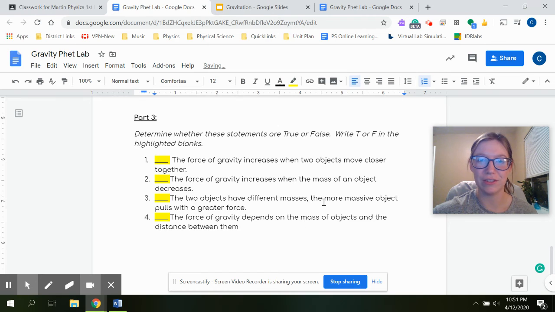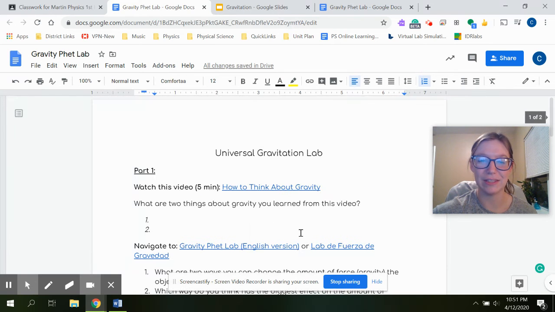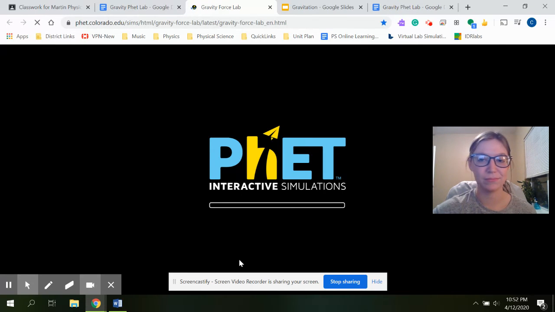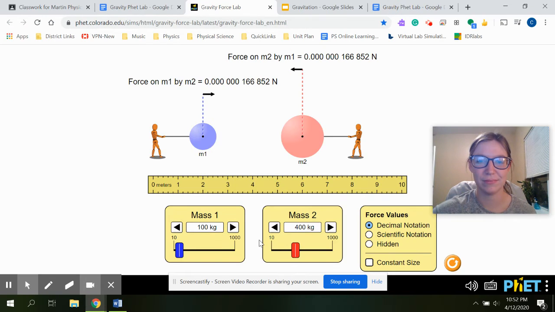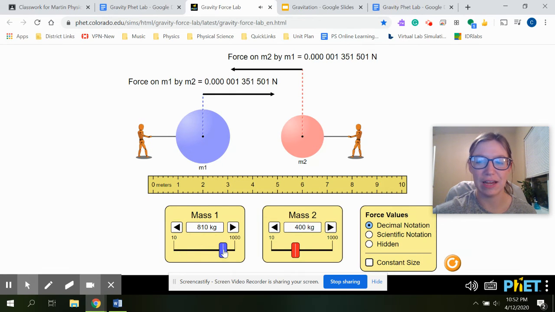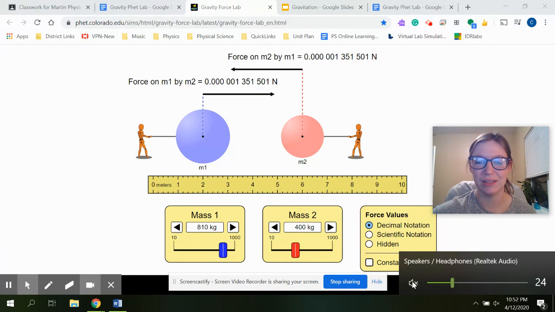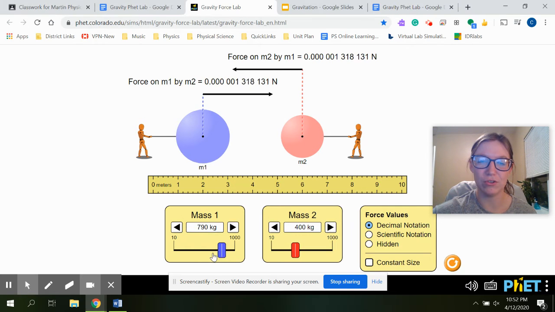Now, real quick, let's go and look at what this Phet Lab looks like. Click on the English version. Alrighty, so we have a few things going here. Here is mass 1 and our mass 2. We can increase or decrease these. I would mute this. It makes a really weird balloon sound. I don't know why. Okay, remember that these are going to be in kilograms, but you can go from 10 all the way up to 1,000.